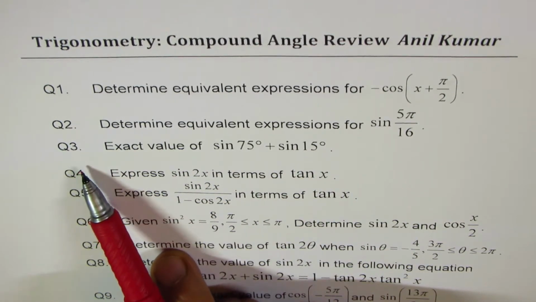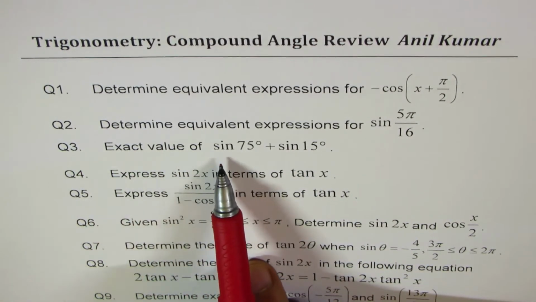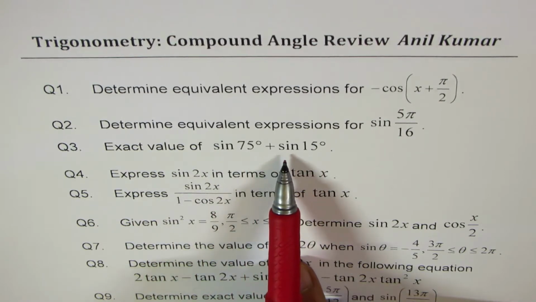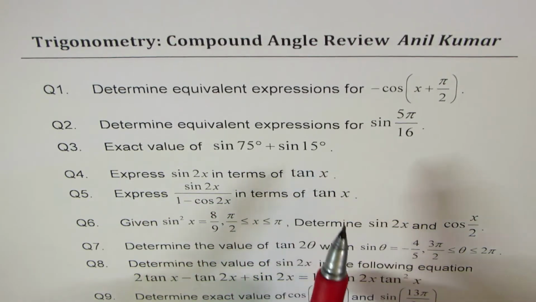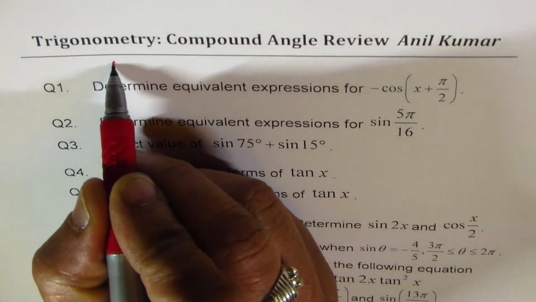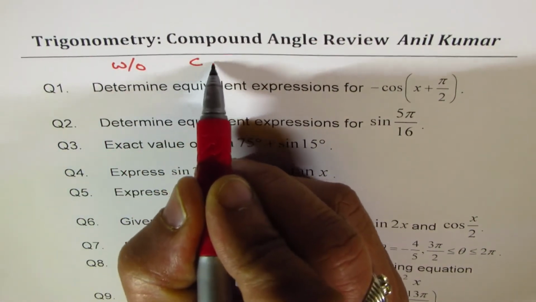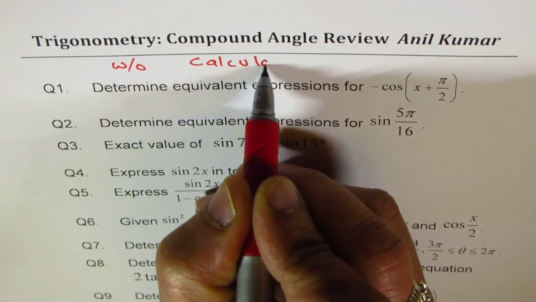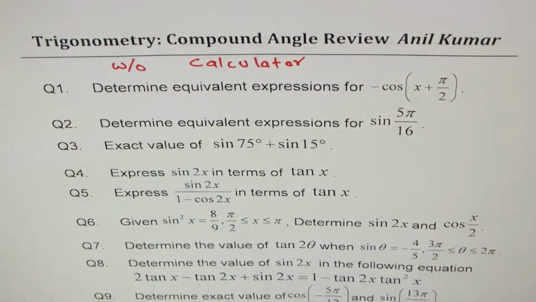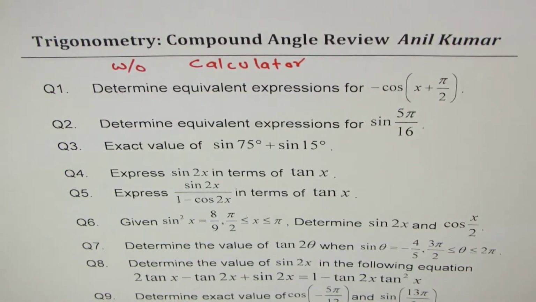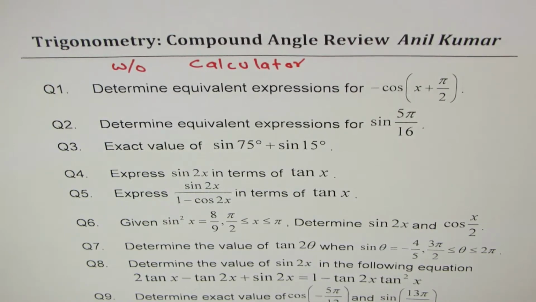Question 3. Find exact value of sine 75 degrees plus sine 15 degrees. Remember, this test paper is without calculator. Okay, that's kind of important. Question number 4. Express sine 2x in terms of tan x. 5. Express sine 2x divided by 1 minus cos 2x in terms of tan x.